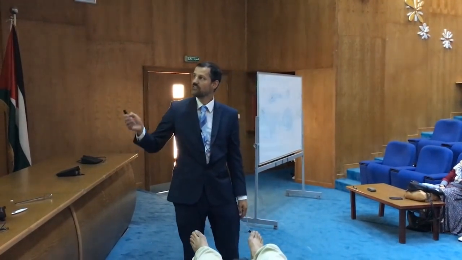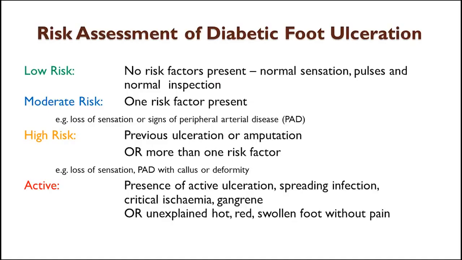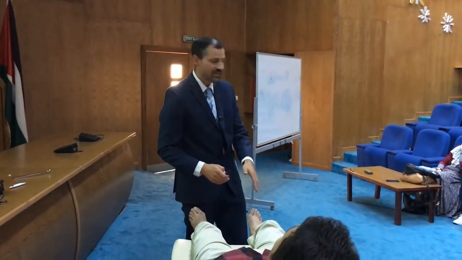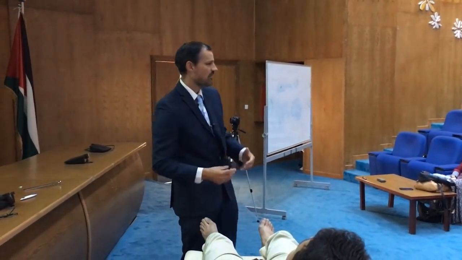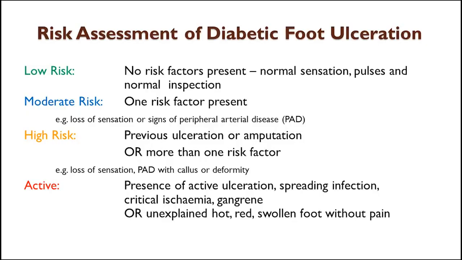Okay, so high risk is if they've had a previous ulcer or amputation, or they have more than one risk factor. So that may be a loss of sensation when you're testing sensation, or they've got callus formation, or you feel that the pulses are absent or weak, or you see a deformity in the ankle itself. Yeah? So they're all sort of risk factors. If you've got 2 or more of those, then it's high risk. That's it. Finished.